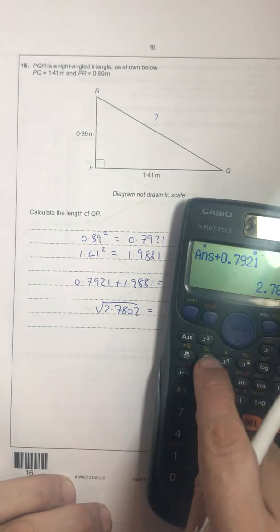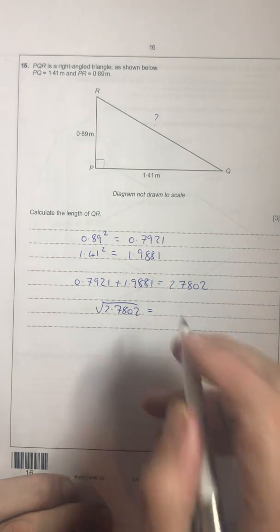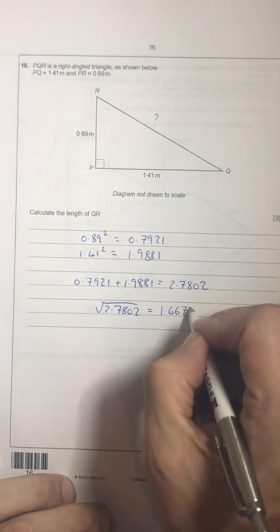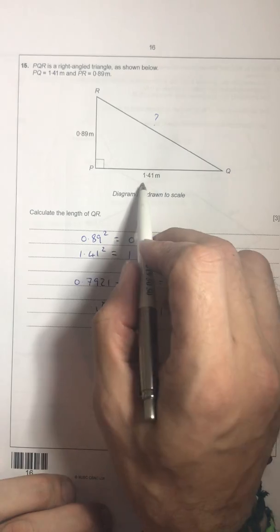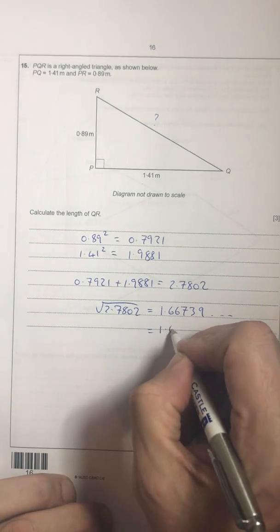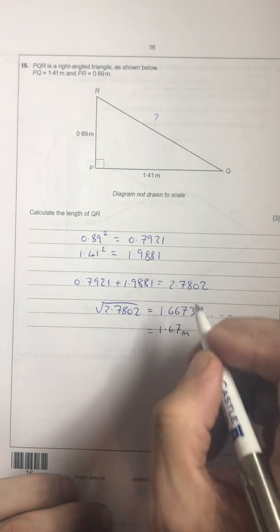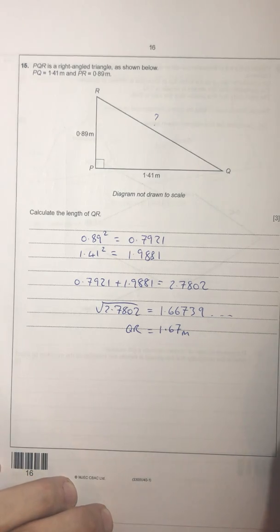The answer is already on the calculator, so if I press square root, use my previous answer, press equals, that gives me 1.66739, and if I round that, I'm going to give it to 2 decimal places because there's 2 decimal places in the question, so it's going to be 1.67 meters. So QR is 1.67 meters.